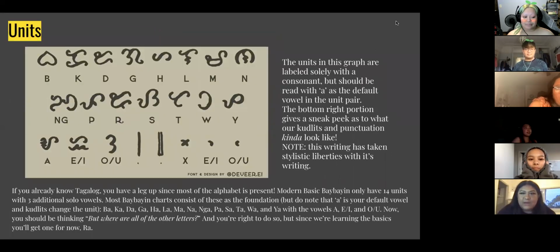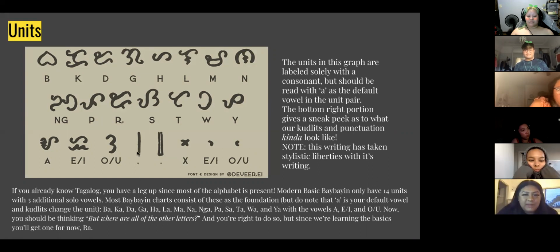So the units in this graph are labeled solely with a consonant, but should be read with an A following as the default vowel in the unit pair. So the bottom right portion gives us a sneak peek as to what our kudlits and punctuation kind of look like. Okay, so I really do want you guys to note this writing has taken stylistic liberties with its style. So this would be read as ba, ga, da, ga, and then on and on.